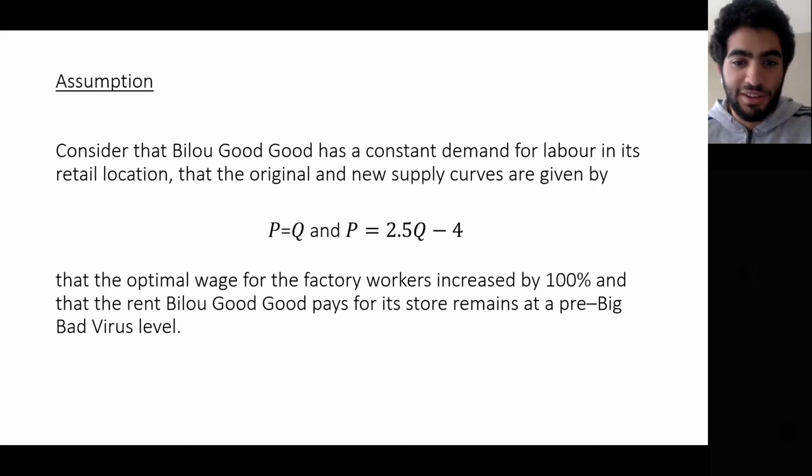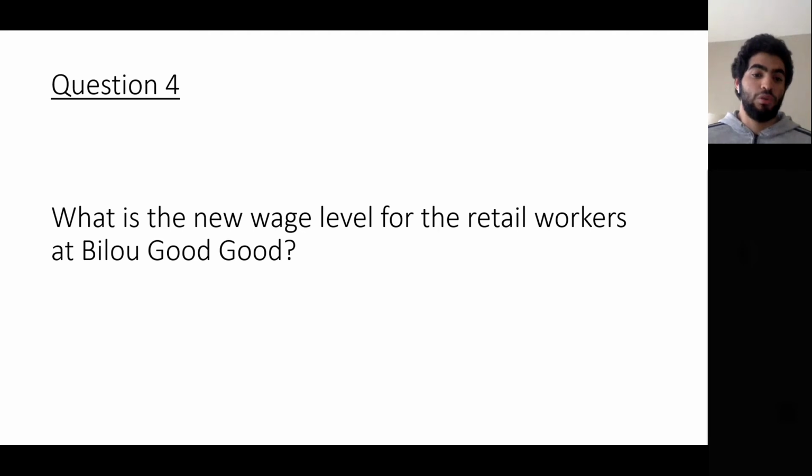Consider that Bilu Good Good has a constant demand for labor in its retail location, and that the original and new supply curves are given by P = Q and P = 2.5Q - 4. Now, consider that the optimum wage for the factory workers increased by 100%, and that the rent Bilu Good Good pays for its store remains at pre-virus levels. Question 4: what is the new wage level for the retail workers at Bilu Good Good?